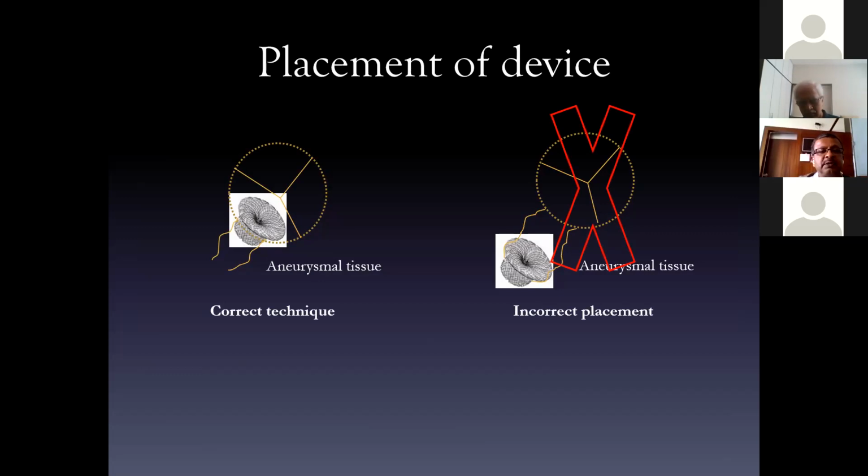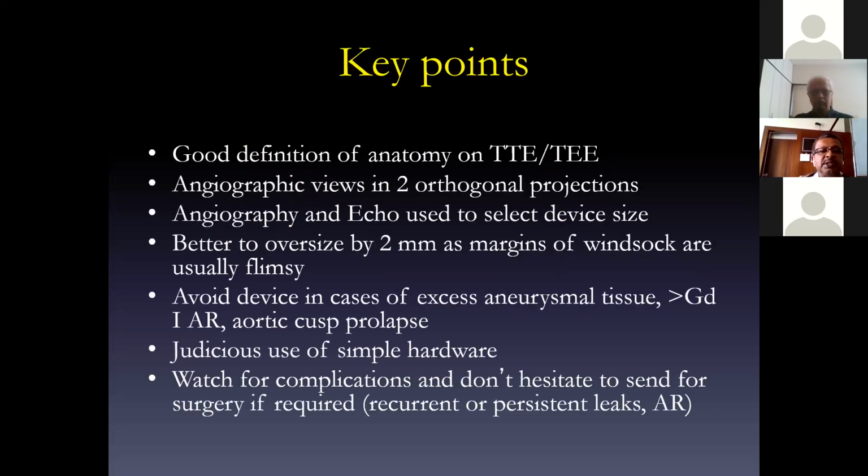The correct technique is the one I told you: buttress the aortic cusp area. With incorrect placement, if you put the device in the sac, we're worried because there's thin tissue. Not every tissue is the same. So the key point is a good definition of the anatomy, with both transthoracic echo and TEE. Two orthogonal projections are absolutely important, many times unless we are very sure on the TEE. Angiography and echo are used to select size. It is better to oversize by 2 mm.